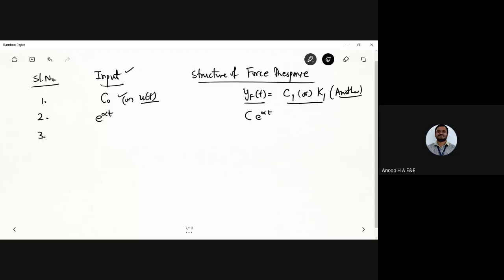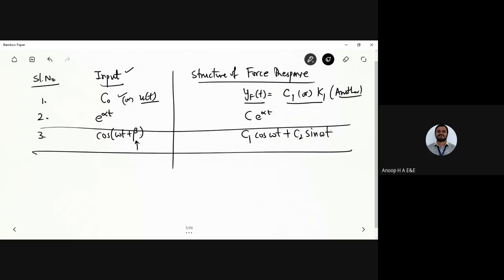Third one, you are going to have cos of omega t plus beta. Whatever may be the angle present there and the angular frequency omega t, you are going to write it as C1 cos omega t plus C2 sin omega t. You have to remember this, or else it would be difficult for you to write the structure of the forced response. This is the forced response YF of t that is present here, right? So next, the fourth one, you are going to have e power alpha t multiplied with cos of omega t plus beta.